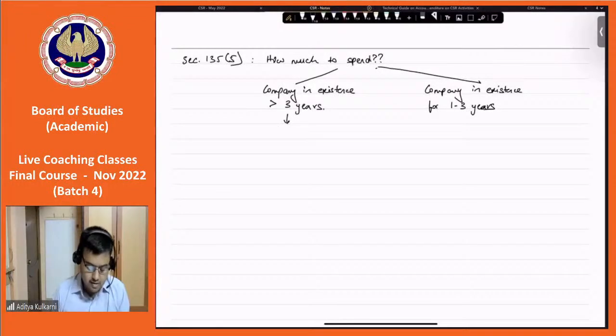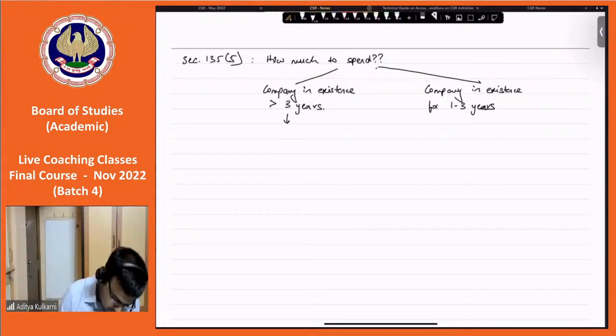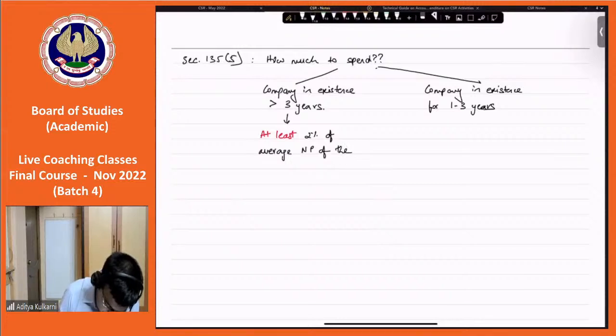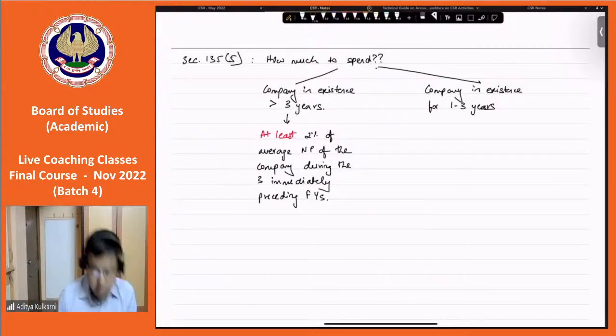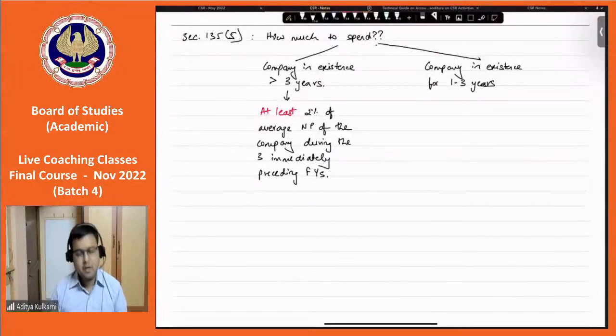Companies in existence for more than 3 years. How much are you going to spend? The words go like this: at least 2% of the average net profits of the company during the 3 immediately preceding financial years. At least 2% of average net profits. So the first thing is, it is at least. Can you spend more than that? Definitely you can. That is your choice.